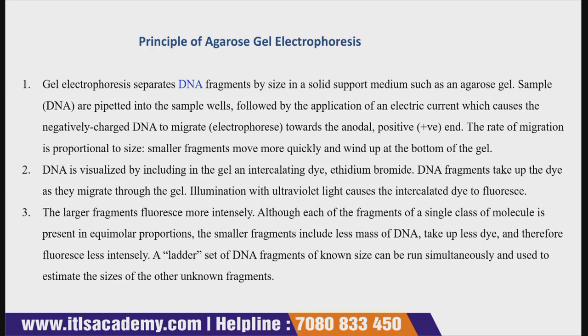One side is negatively charged and the other side is positively charged. The two types of current cause the negatively charged DNA to migrate towards the anode, that is the positive end. Whenever it comes to migration, the rate of migration is proportional to the size. Smaller fragments move more quickly to the bottom of the gel.